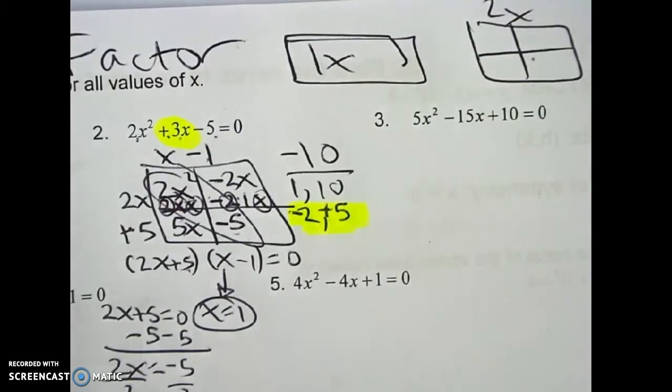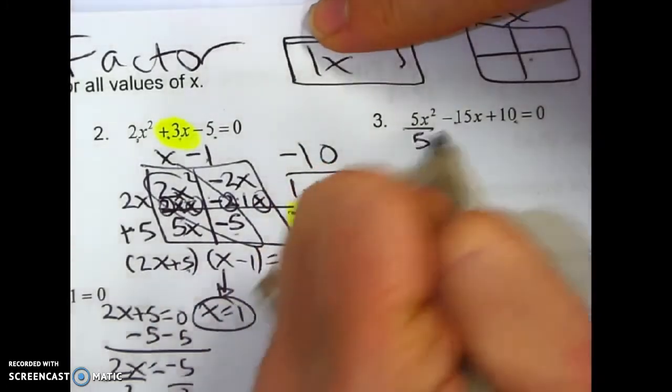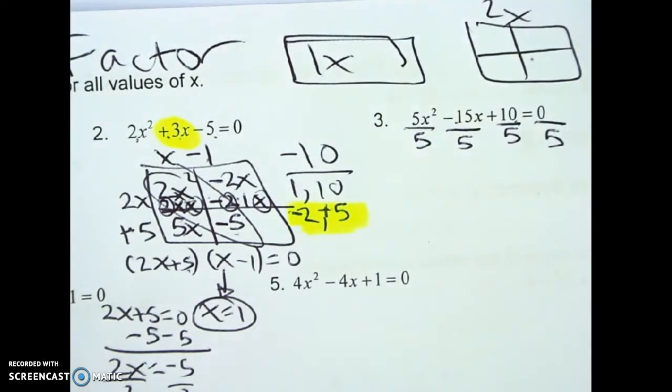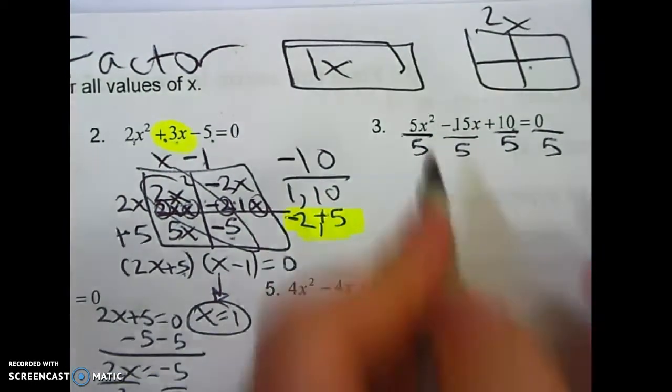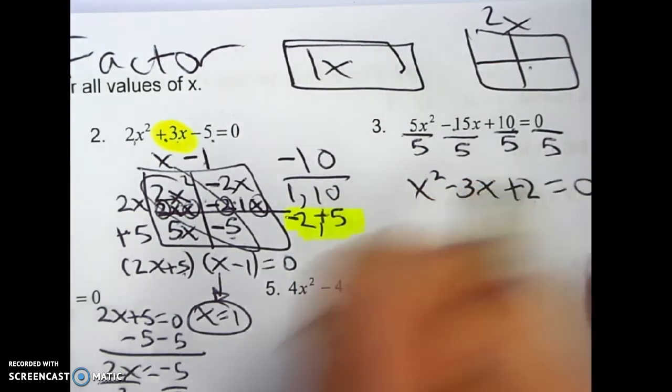In the next one, what you see is they actually all have a 5. So I'm going to divide it by 5, divide it by 5, divide it by 5, divide it by 5. As long as I do it to all of them, I'm good to go. Now I have x squared minus 3x plus 2 equals 0.